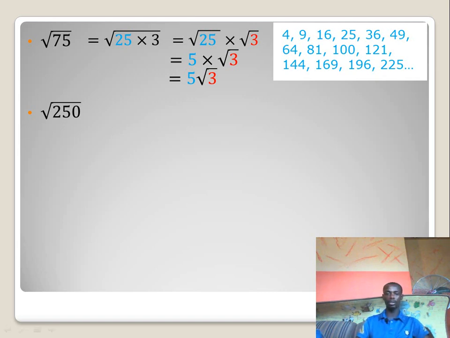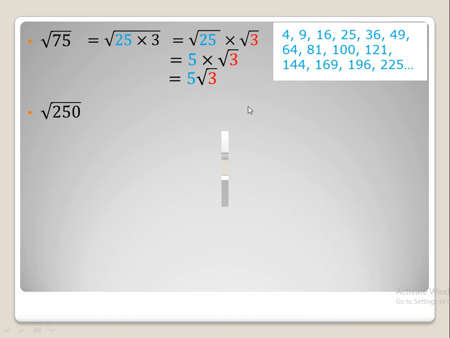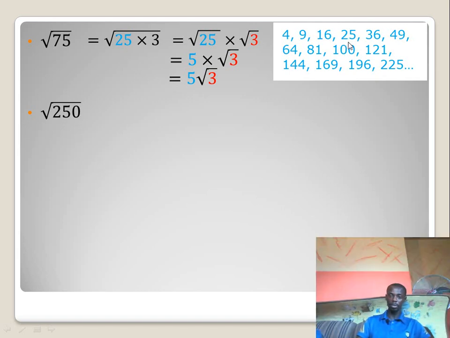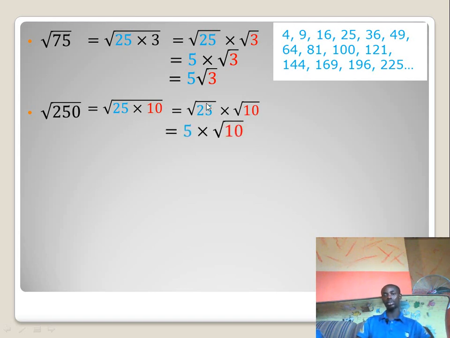Now the next thing here is the square root of 250. I want to pick a factor of 250 among these numbers, and the number is 25. So I'm expressing 250 as a product of 25 and 10. Now this can be further split into root 25 multiplied by root 10. Now simplify root 25. Root 25 produces 5, then multiplied by root 10.